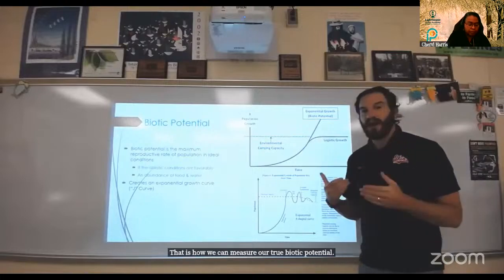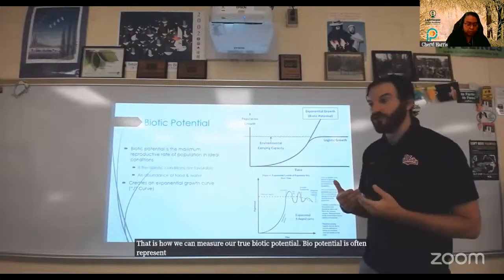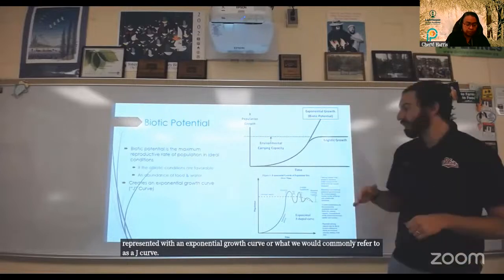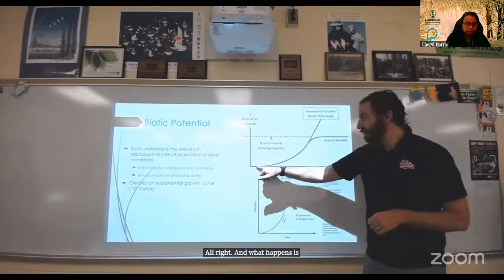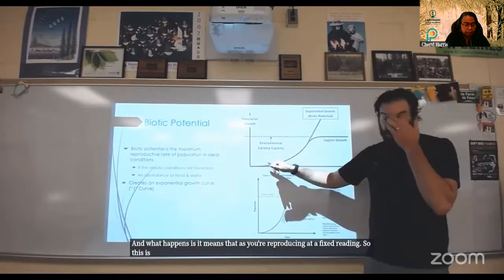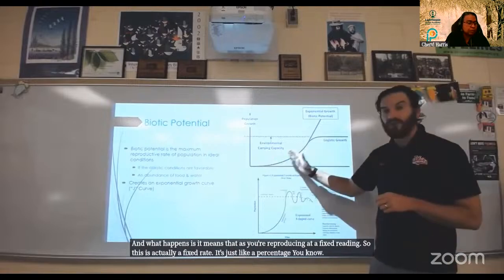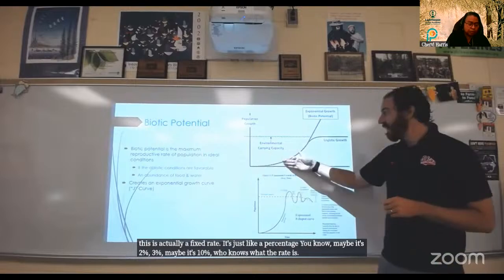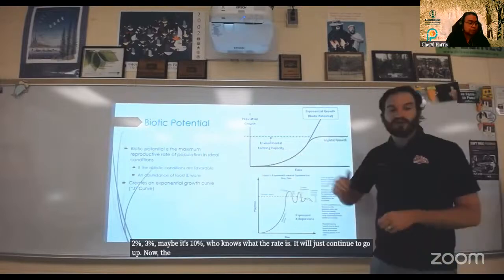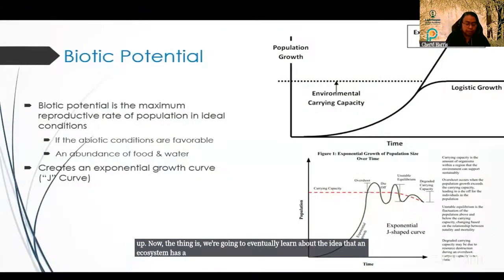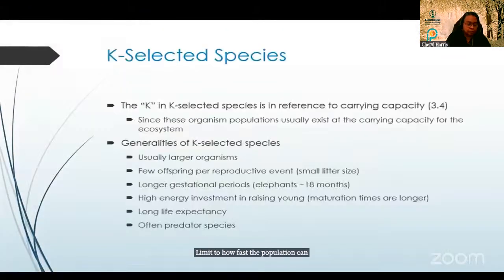Biotic potential is often represented with an exponential growth curve, or what we would commonly refer to as a J curve. All right, and what happens is it means that as you're reproducing at a fixed rate, so this is actually a fixed rate, it's just like a percentage, you know, maybe it's 2, 3%, maybe it's 10%, who knows what the rate is. All right, it will just continue to go up. Now, the thing is, we're going to eventually learn about the idea that an ecosystem has a limit to how fast a population can grow, and it's going to start to slow that down.